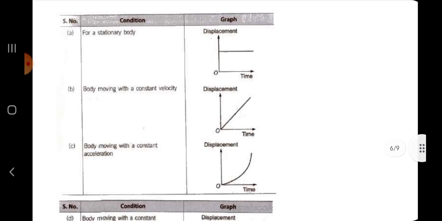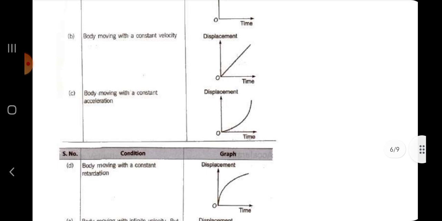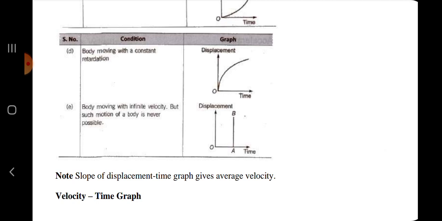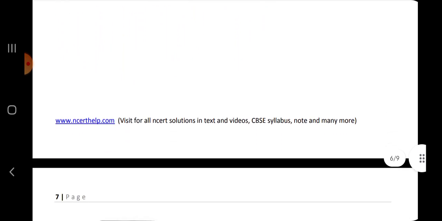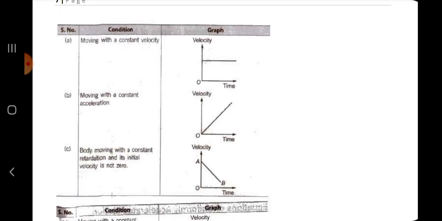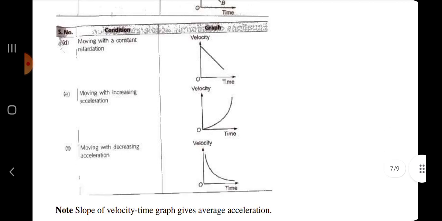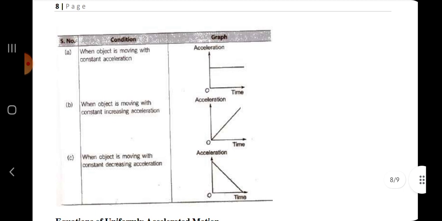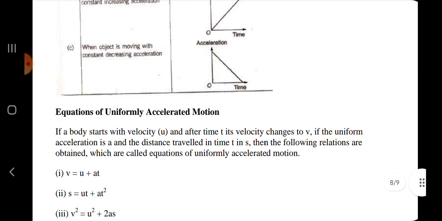Then displacement time graphs for a stationary body, body moving with constant velocity, body moving with constant acceleration, then body moving with constant retardation and body moving with infinite velocity, but such motion of a body is never possible. Now velocity time graphs. Moving with constant velocity, moving with constant acceleration, body moving with constant retardation and its initial velocity is not zero. Then moving with a constant retardation, moving with increasing acceleration and moving with decreasing acceleration. Slope of this velocity time graph gives the average acceleration. Okay. Then acceleration time graphs, when object is moving with constant acceleration, constant increasing acceleration, and constant decreasing acceleration.